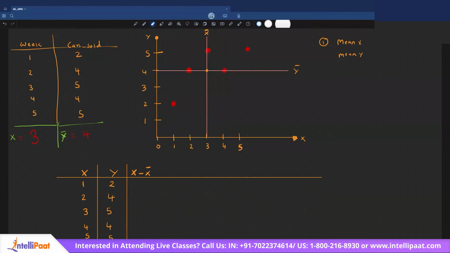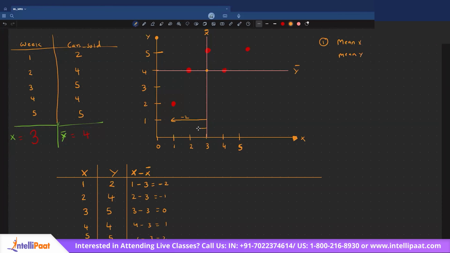Yes or no? So tell me, x minus x bar, meaning 1 minus 3. What is 1 minus 3? Minus 2. Very good. What is 2 minus 3? Minus 1. What is 3 minus 3? 0. What is 4 minus 3? 1. What is 5 minus 3? 2. So tell me, from the mean value, is this point not in the negative 2 direction?